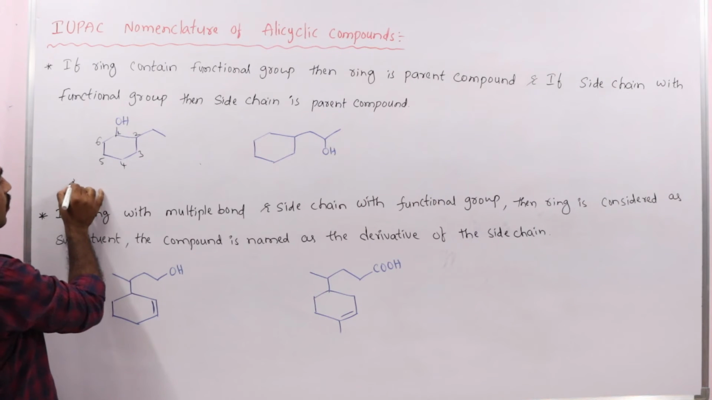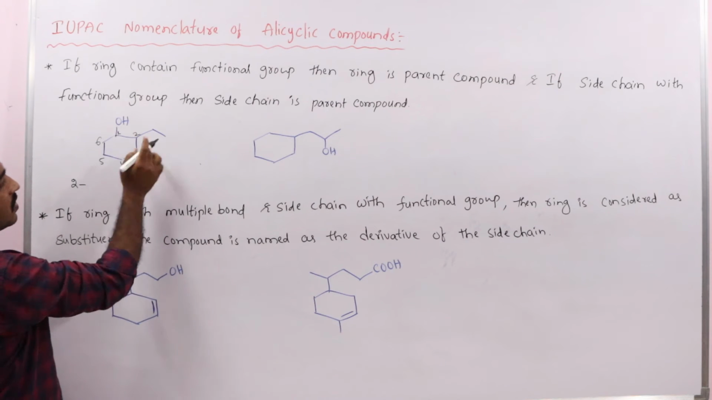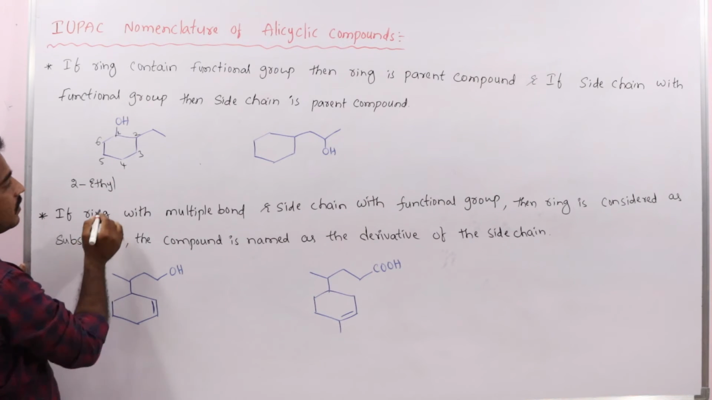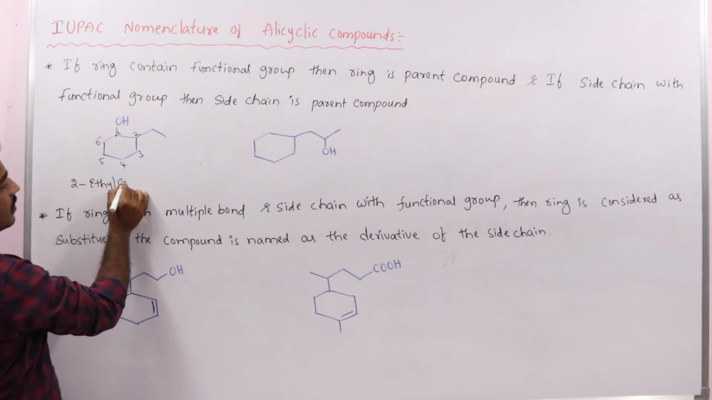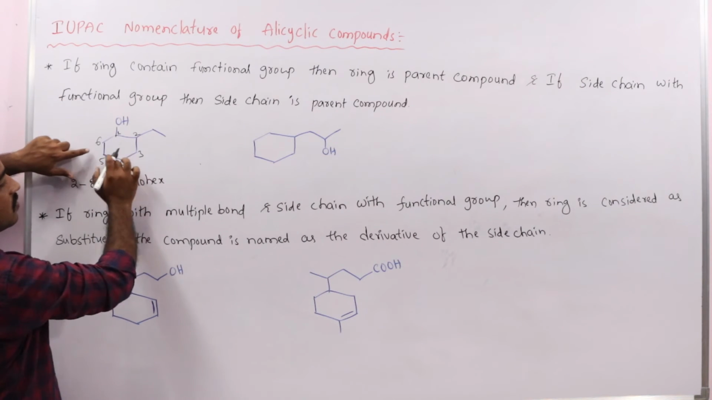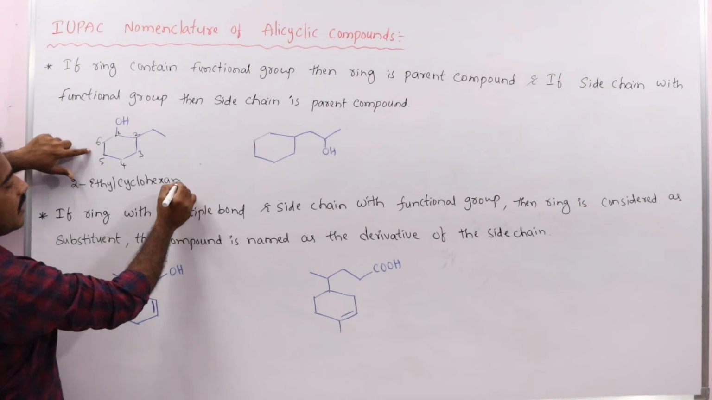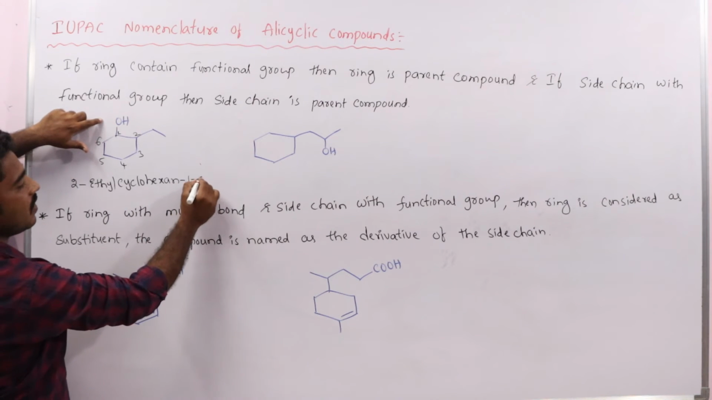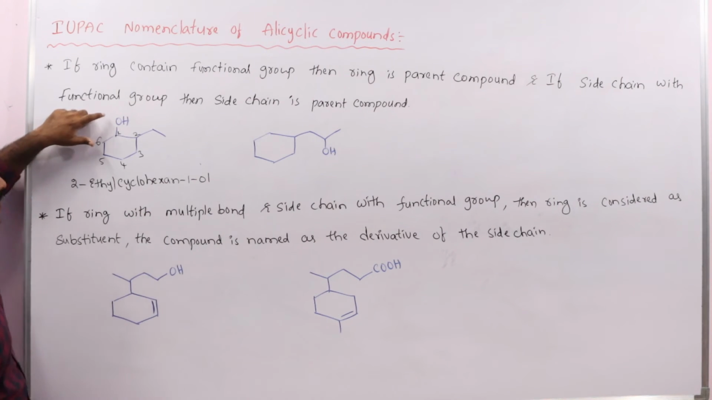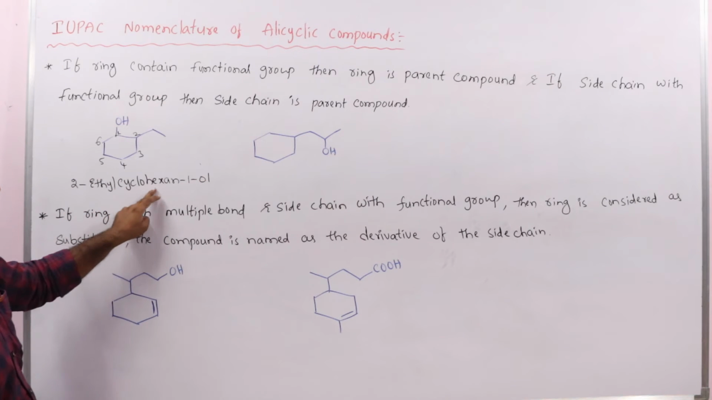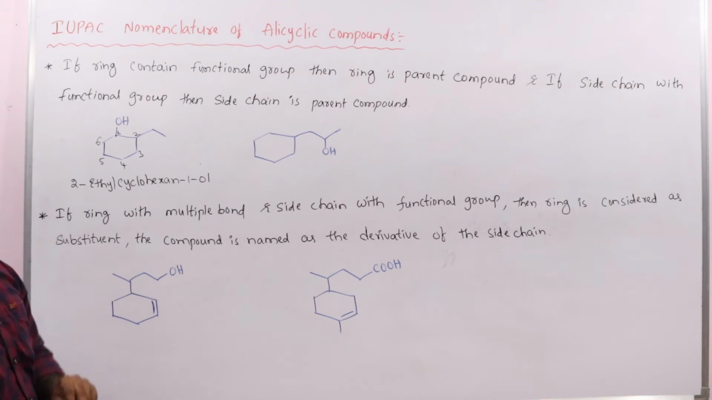Write the name of this compound. At second position ethyl is there. 2 ethyl cyclohex. So this is a saturated ring. That's why cyclohexane. At first position OH is there. That's why cyclohexane 1 ol. For OH the suffix is ol. That's why 2 ethyl cyclohexane 1 ol.